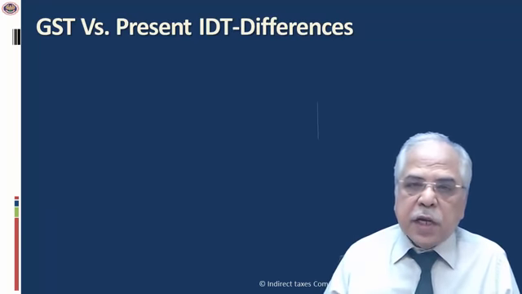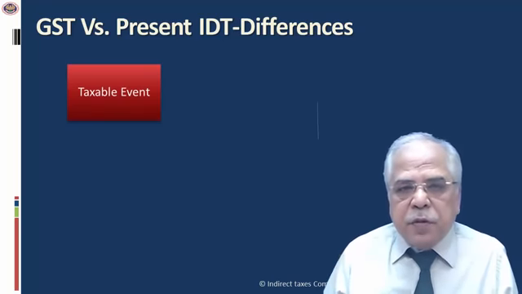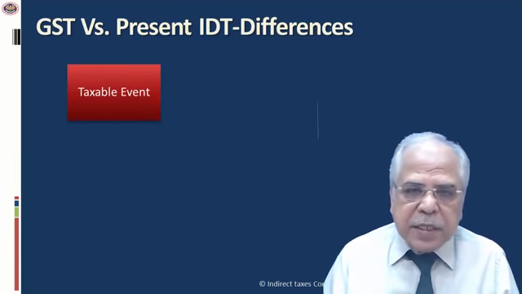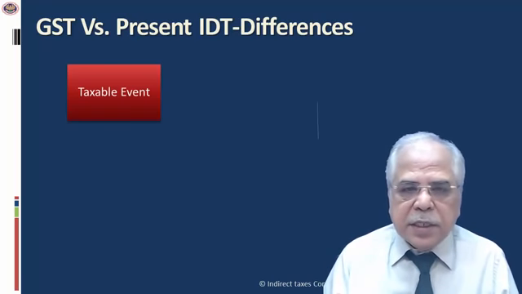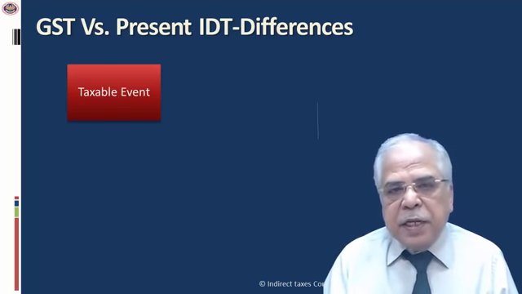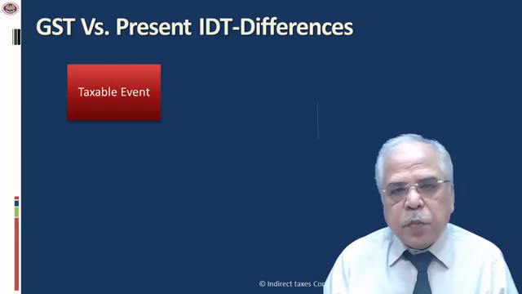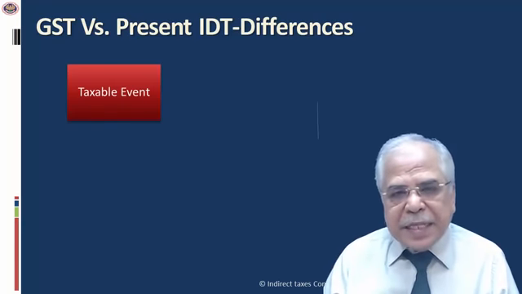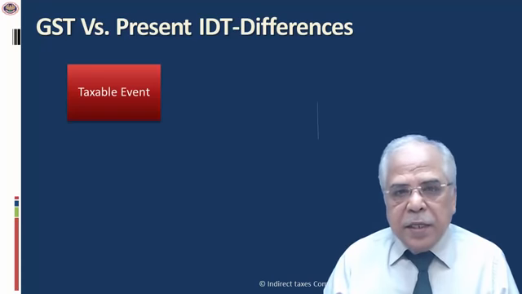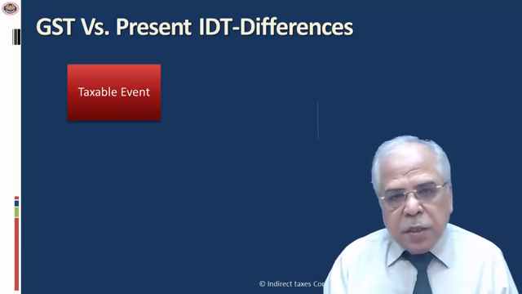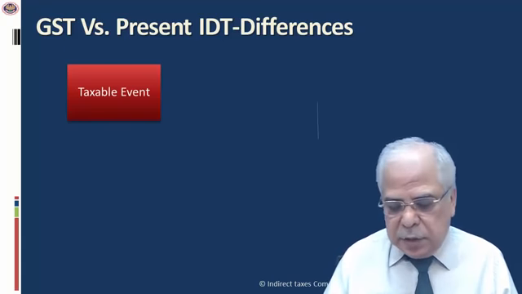Now, friends, we'll come to the differences between the GST and the present indirect tax system. The biggest change and the biggest challenge is the taxable event. Presently, VAT is leviable on transfer of property in goods. Excise duty is on manufacture, service tax is on provision of service, whereas the taxable event under the GST is going to be supply. And that is the major change vis-a-vis the present system of indirect taxes.